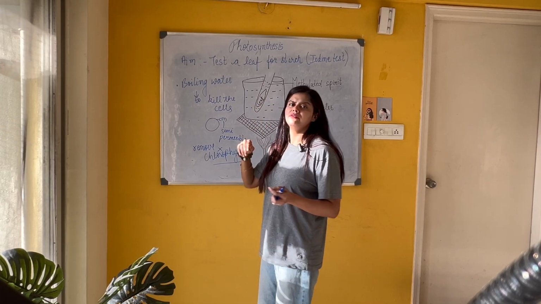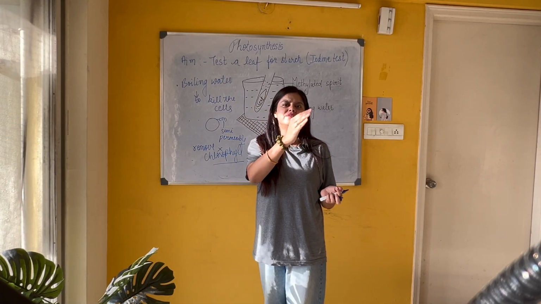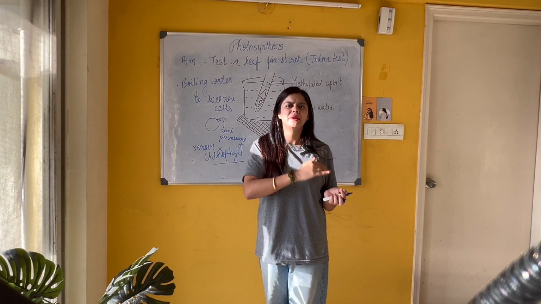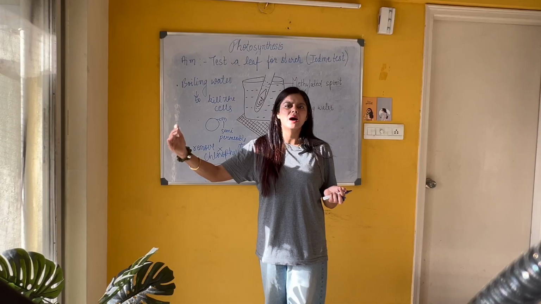Then take out the leaf and do the iodine test. In the presence of iodine, if the color of the leaf turns blue-black, starch is present. If the color of the leaf turns brown, it shows starch is absent.